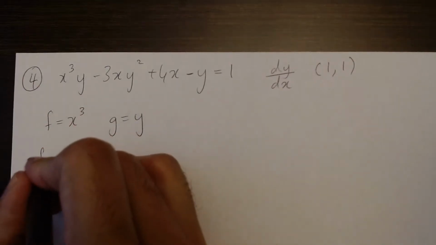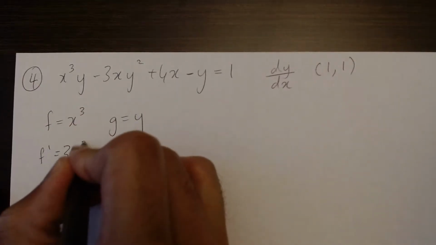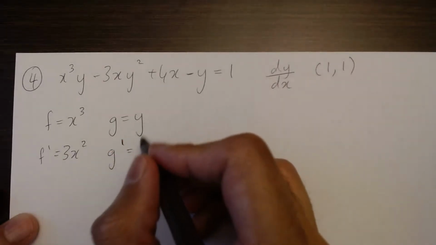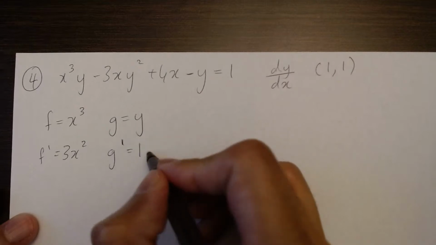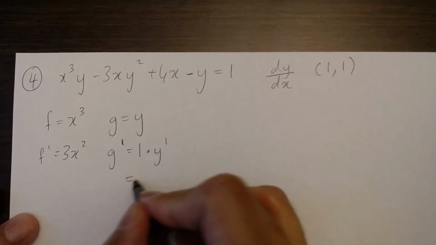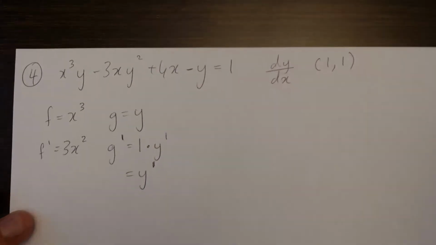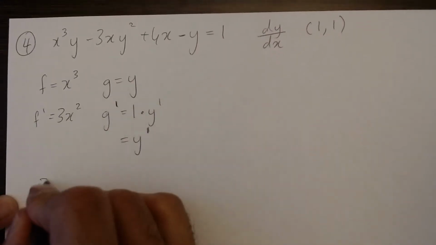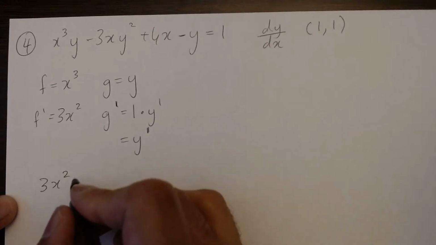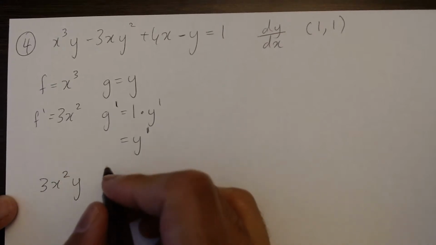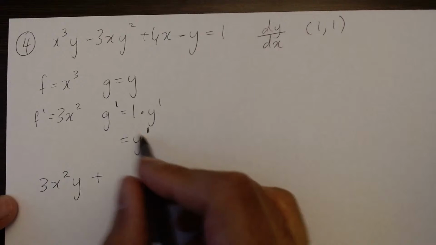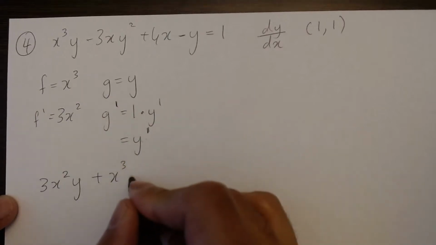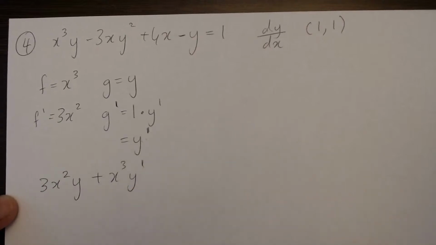So f prime is just 3x squared, and g prime is just 1 times y prime, which is just y prime. I can put this in my equation, f prime g, that's 3x squared y, plus g prime times f. So if I multiply these two, I just get x cubed y prime.